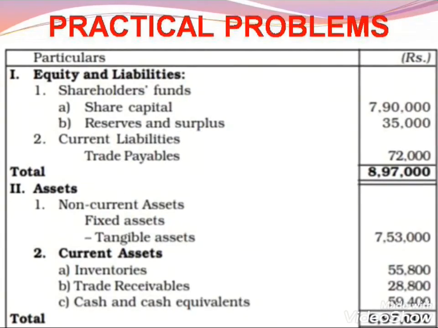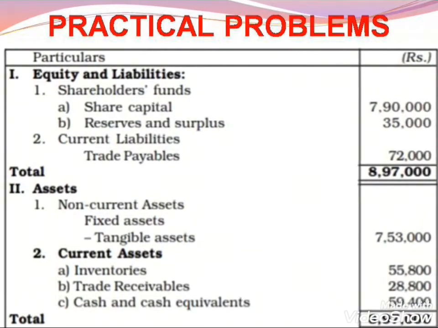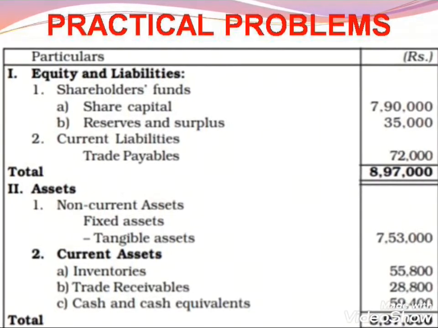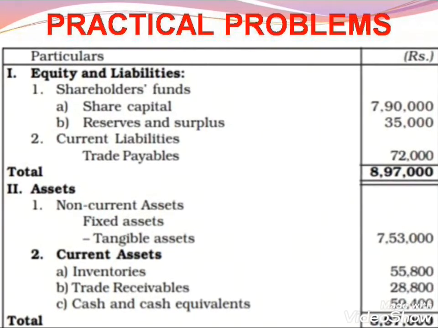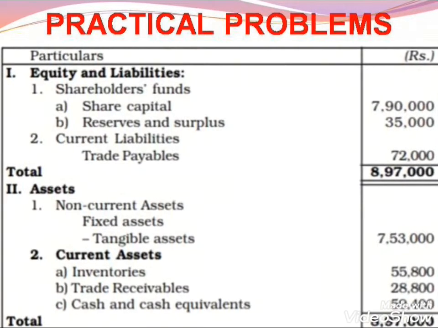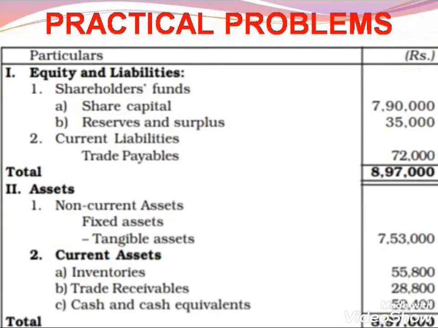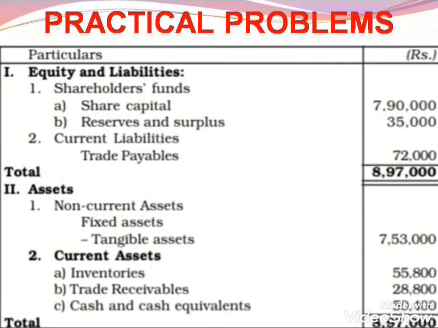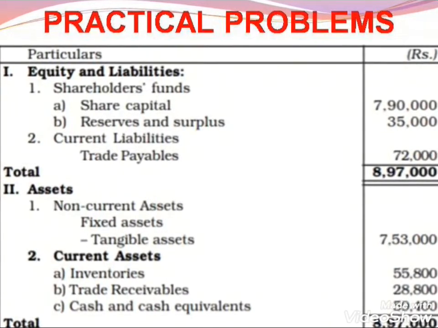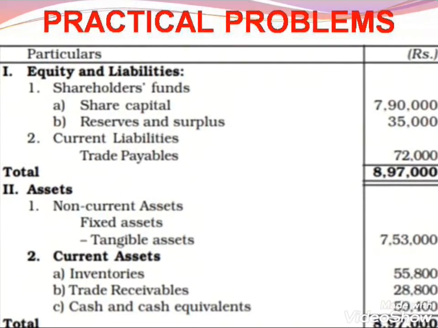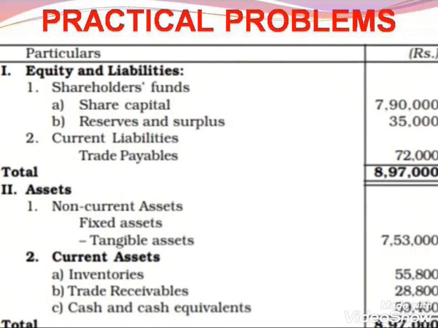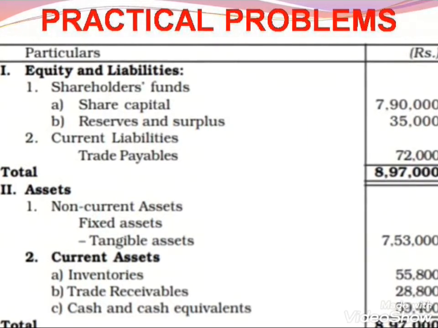There is another practical problem taken from NCERT book. In this practical problem, a balance sheet is given consisting of equity and liabilities section. Under it there are shareholders funds and current liabilities, and in the assets section there are non-current assets and current assets. On the basis of this balance sheet, we have to calculate current ratio as well as acid test ratio.